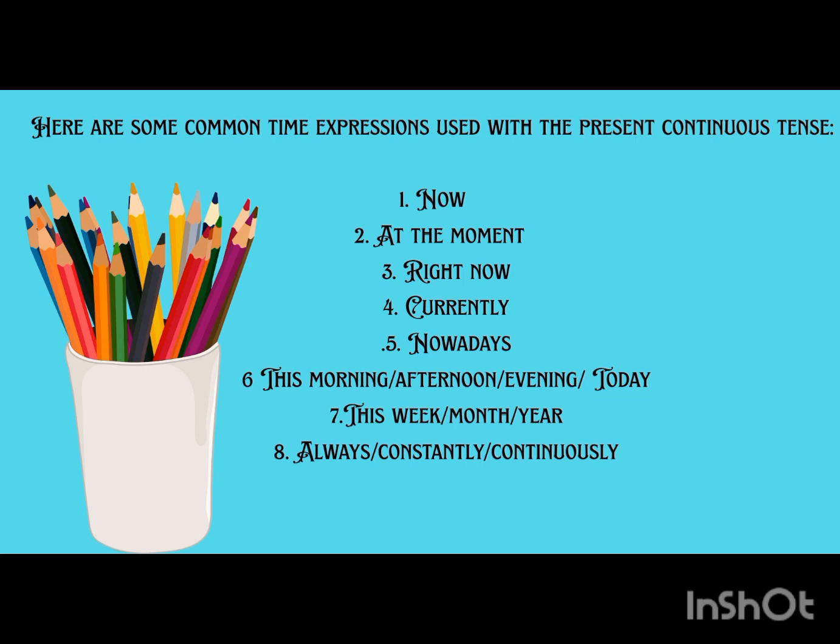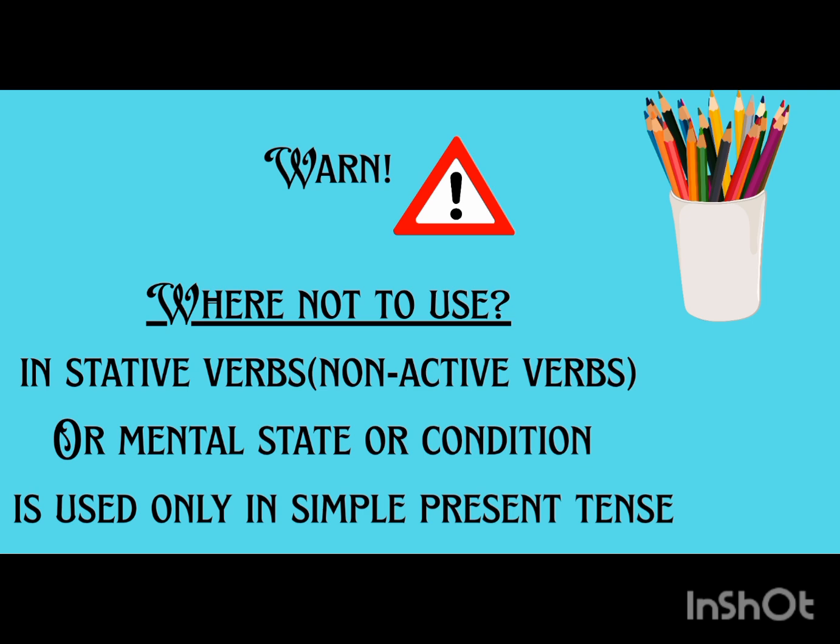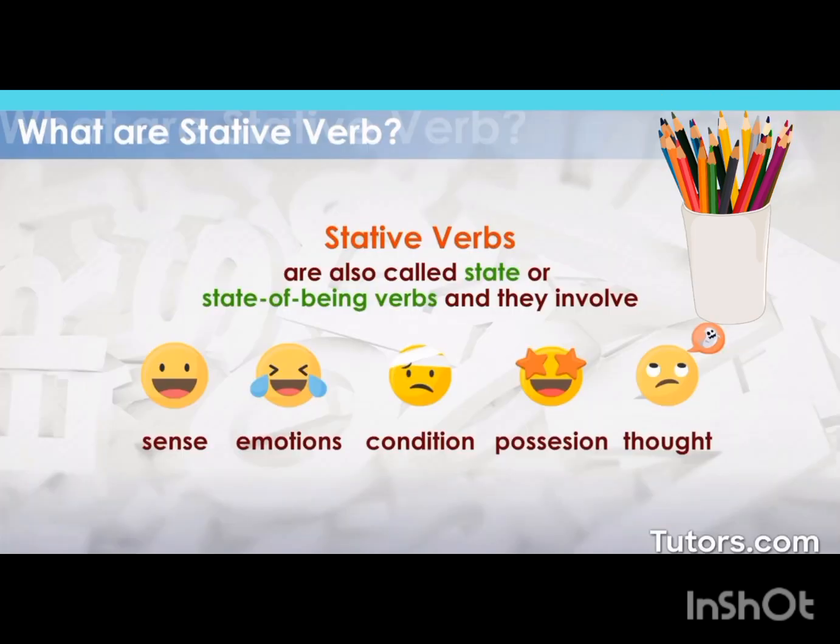Whenever you see it in any paragraph or story, you can easily understand that it is written in present continuous tense. Now, students, a warning: in stative verbs we cannot use present continuous tense, because stative verbs are non-active verbs, or a mental state or condition, and they are only used in simple present tense. I have given you the definition also.